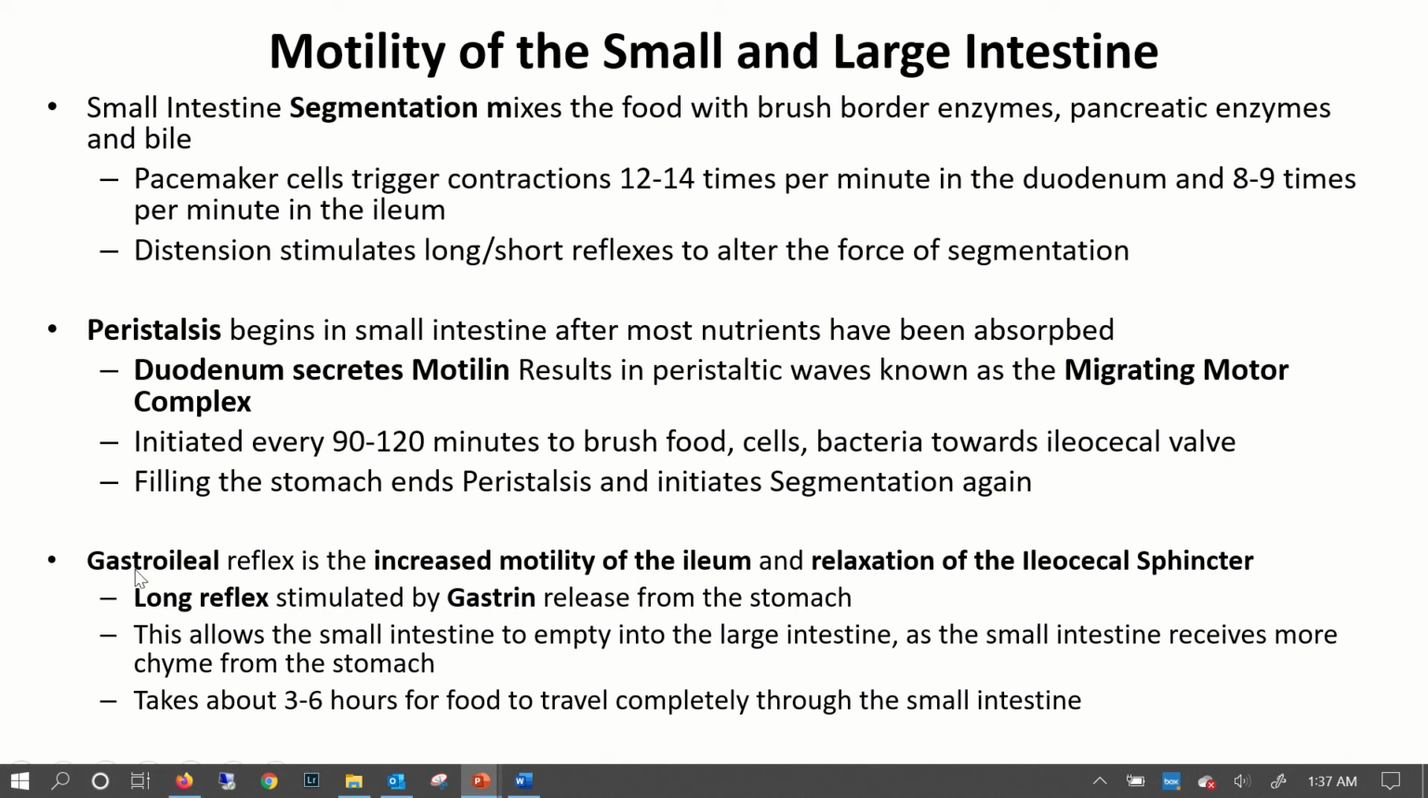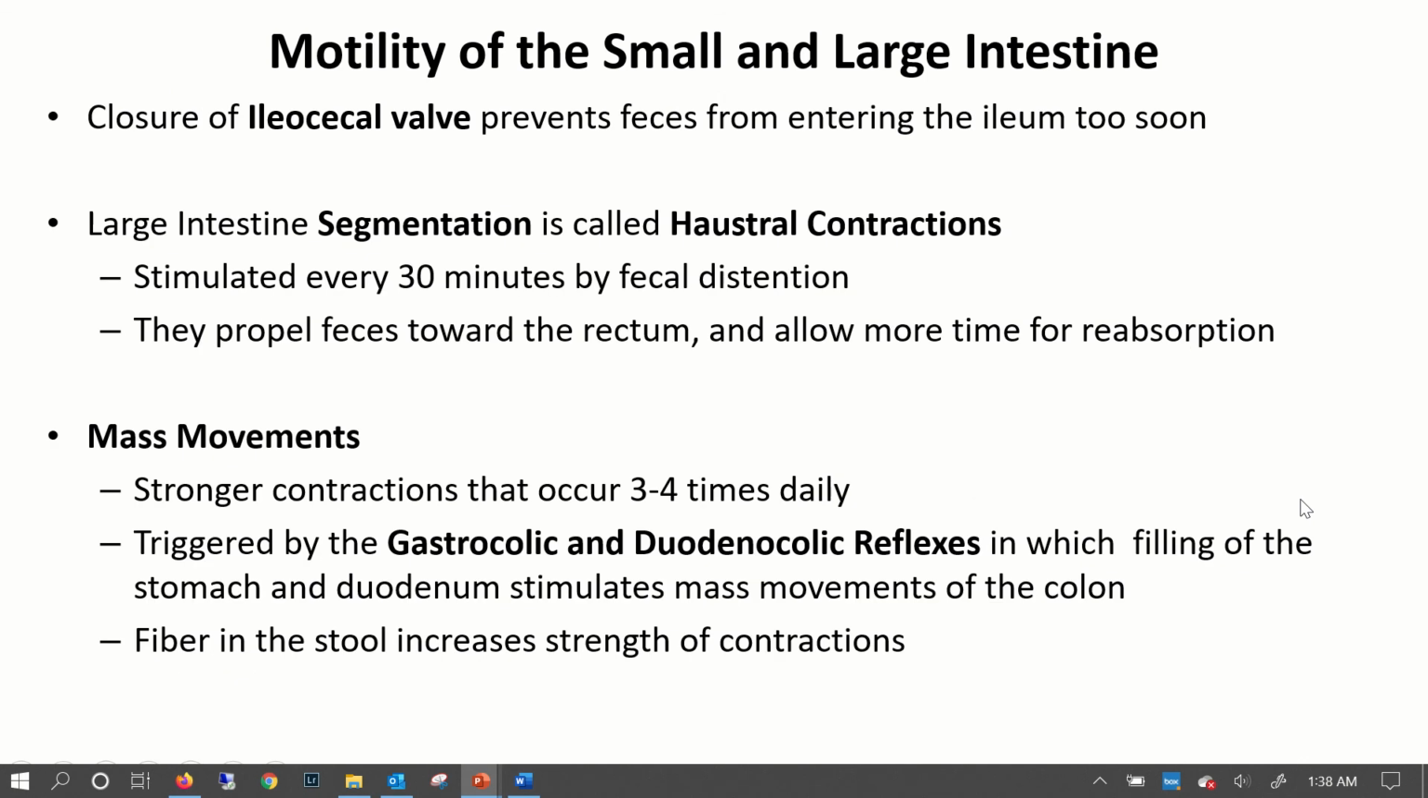And so it's a long reflex where gastrin creates this gastroileal reflex, increasing motility of the ileum and relaxing the ileocecal sphincter. As this occurs, your chyme can pass through the ileocecal sphincter and the ileocecal valve and enter the cecum of the large intestine. Now, anything in the large intestine still goes through segmentation through haustral contractions, but then it also experiences mass movements where you have a gastrocolic reflex stimulated by gastrin in the stomach once again.